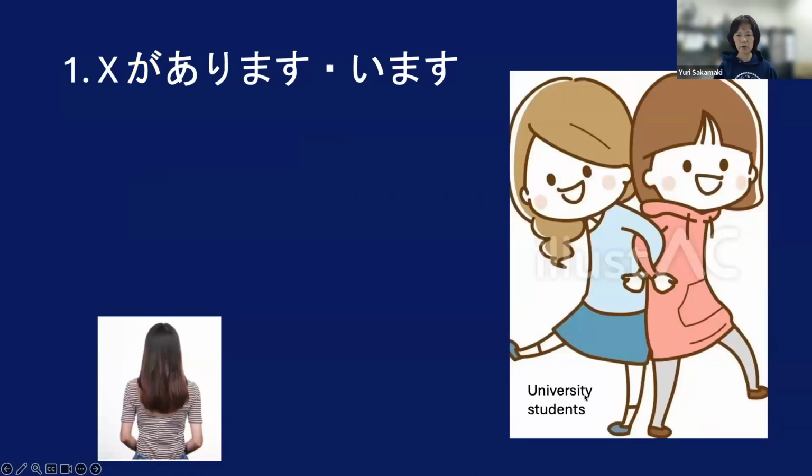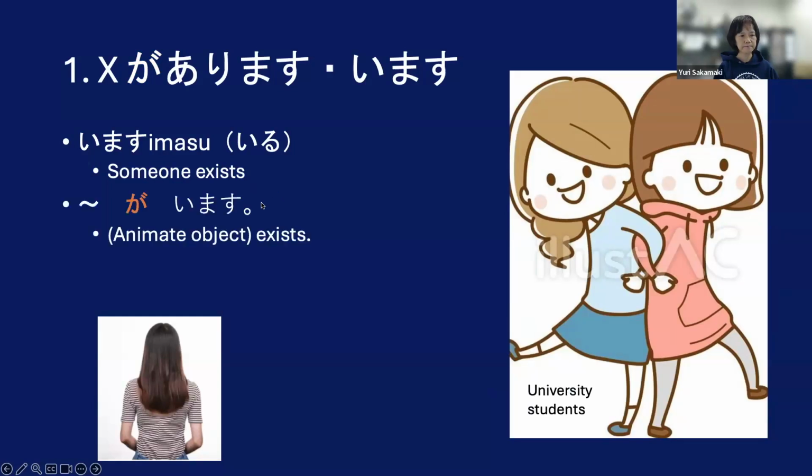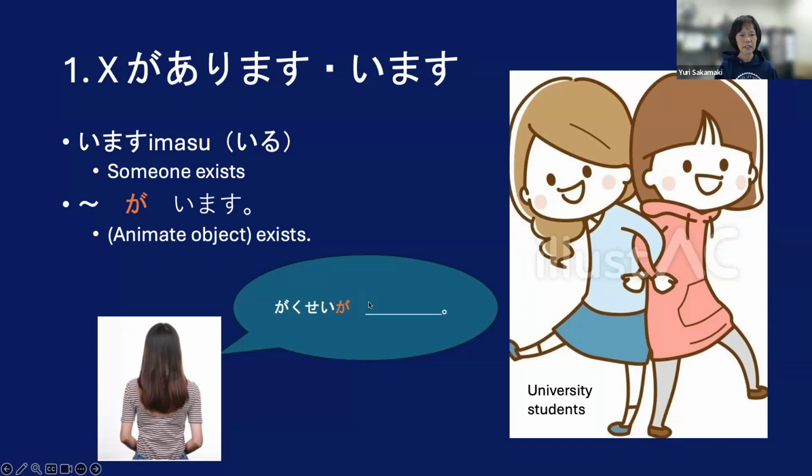And if we're talking about university students, they move by themselves. So we're going to use imasu as a verb. So someone or some animals or something that move by itself, we use imasu. So how would you say university students? 大学生. So we can say 大学生がいます. She's saying 学生, so just students. Okay. But in any case, you're going to use います.